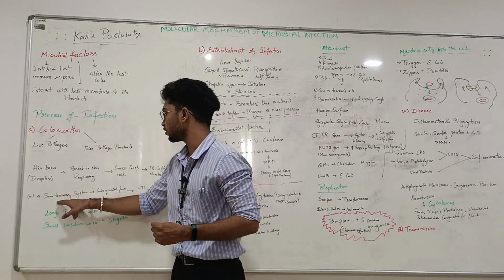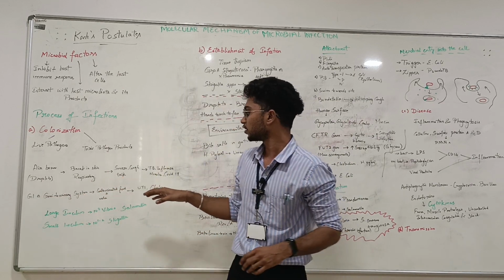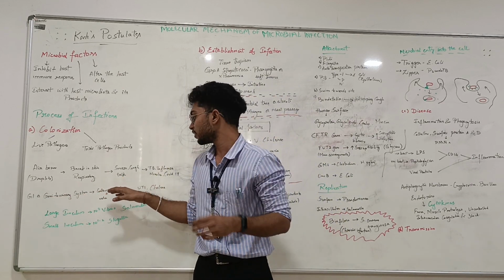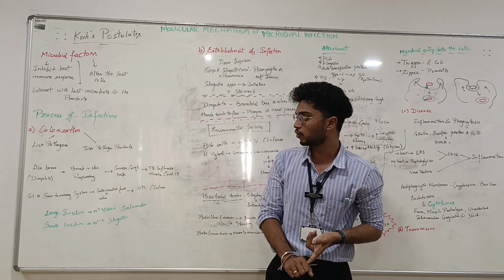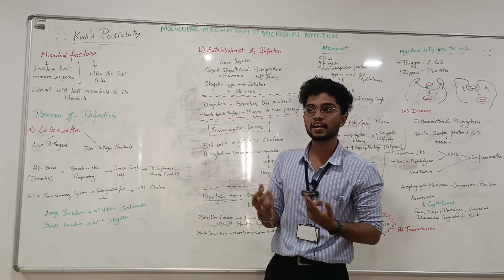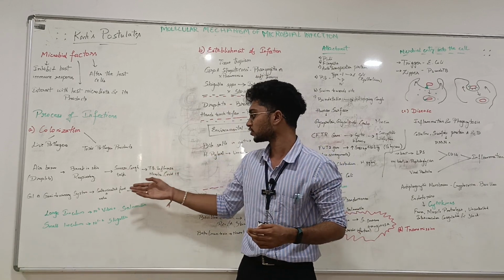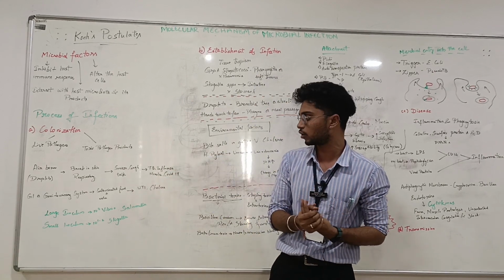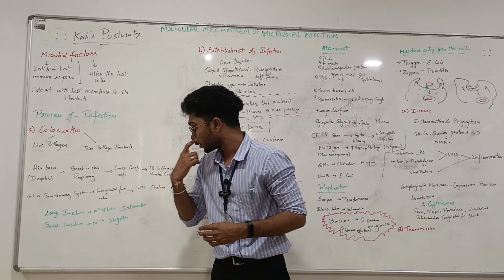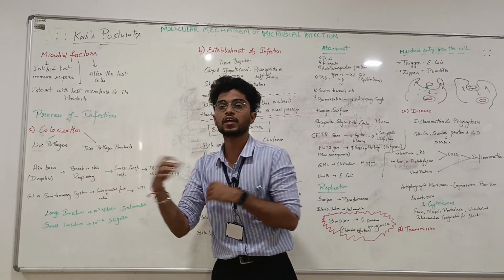GI and genitourinary system infections are transmitted with the help of contaminated food or water, and an unhygienic lifestyle also. The infections are UTI and cholera.